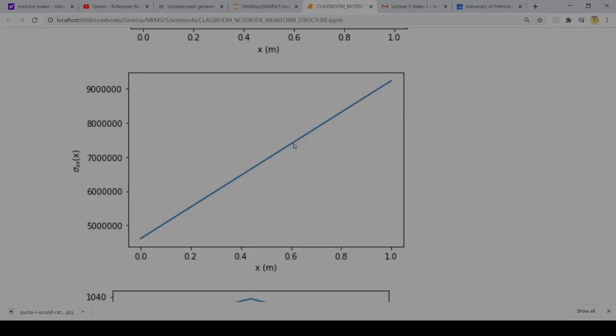So if I ask myself here, sort of in the middle around, what is that? Is that more or less 7 MPa? Boom, spot on, 7 MPa. That's fantastic. So I trust this kind of stuff that I see here.